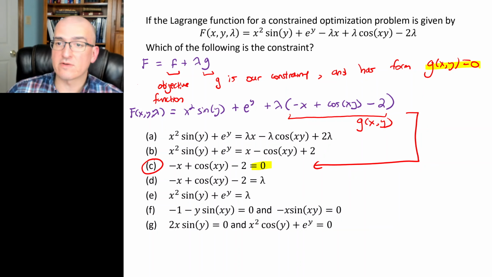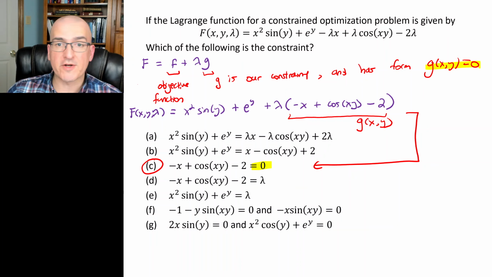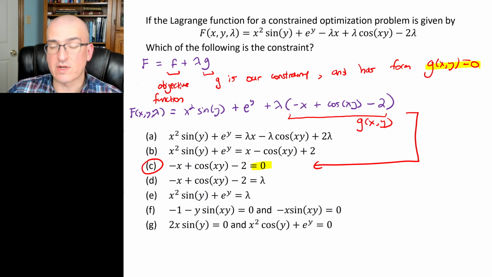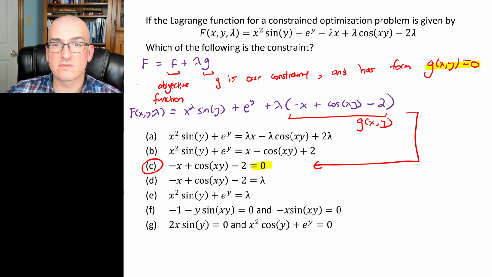It doesn't really matter if there's exponentials, logs, trigs, polynomials. It's all the same thing. It's the structure. The part that's multiplied by lambda is the part that makes up the constraint. Factor out lambda and look for the part that has the constraint expression, the g of x comma y is equal to 0.